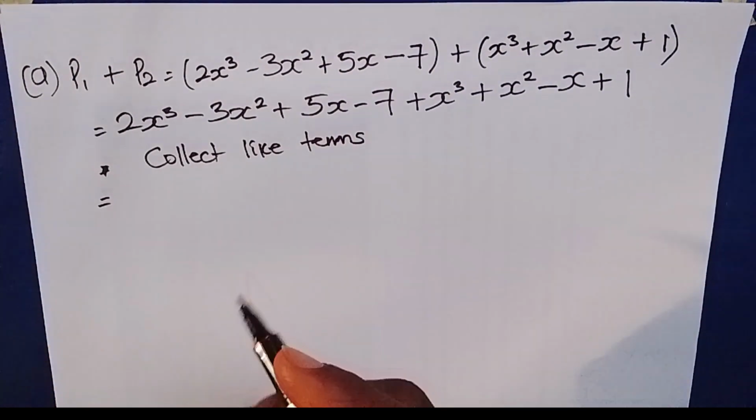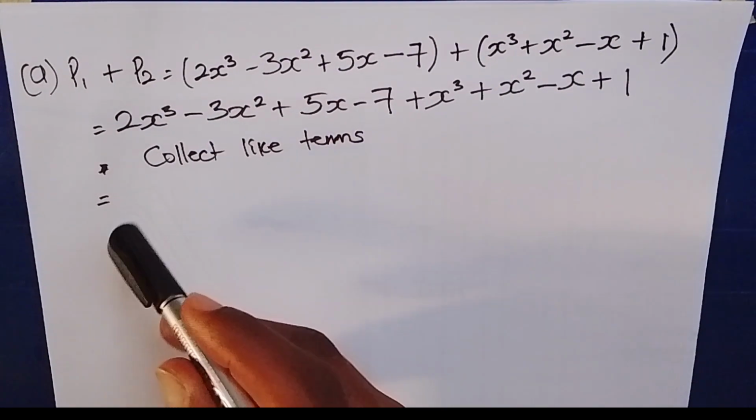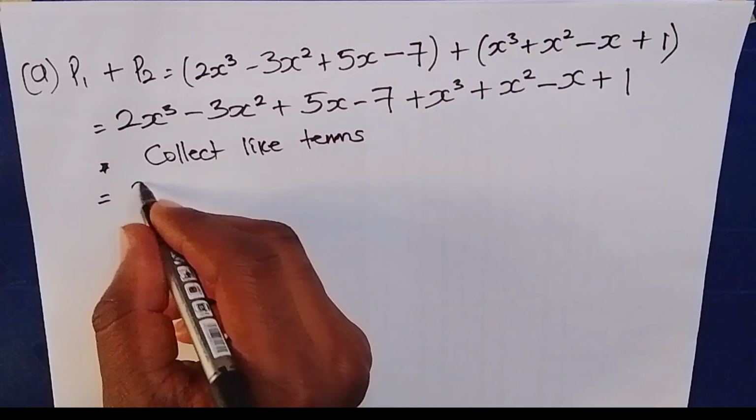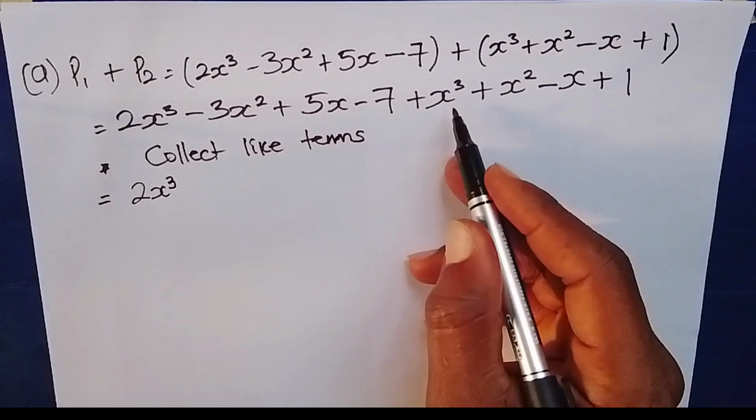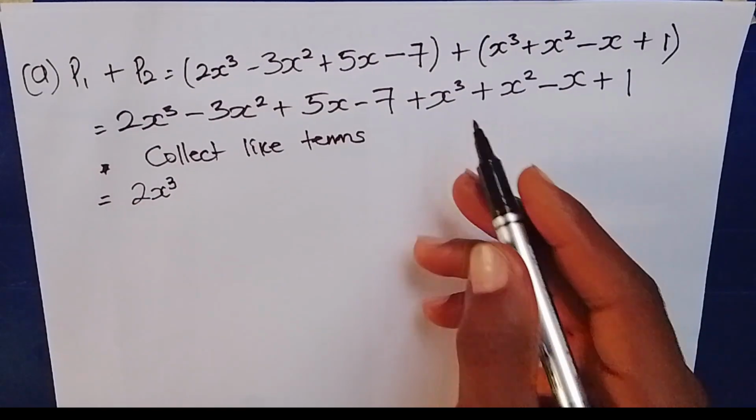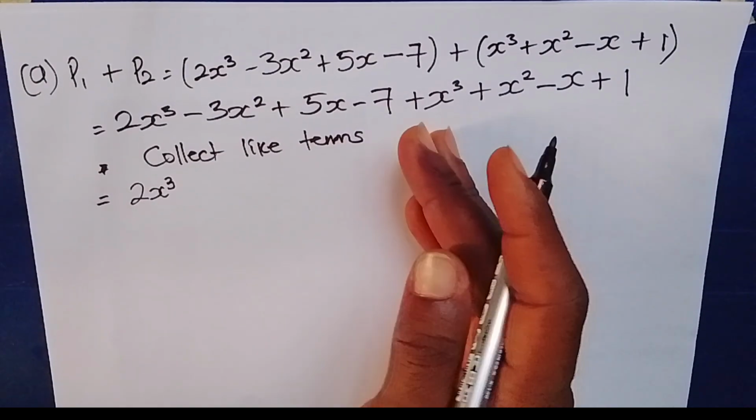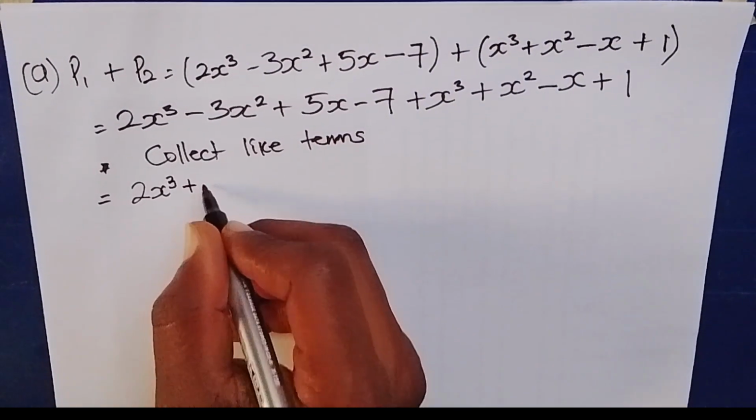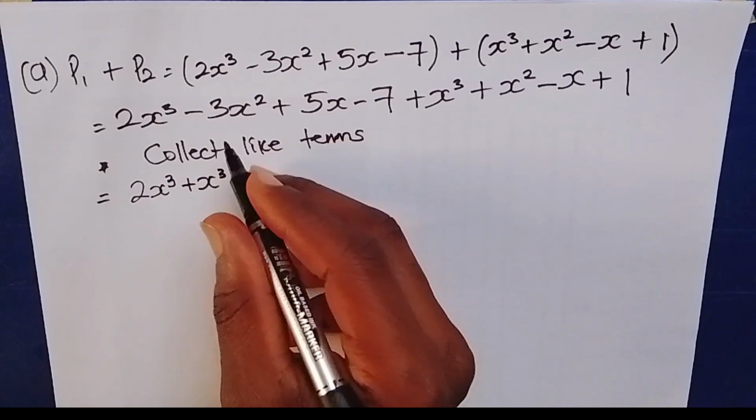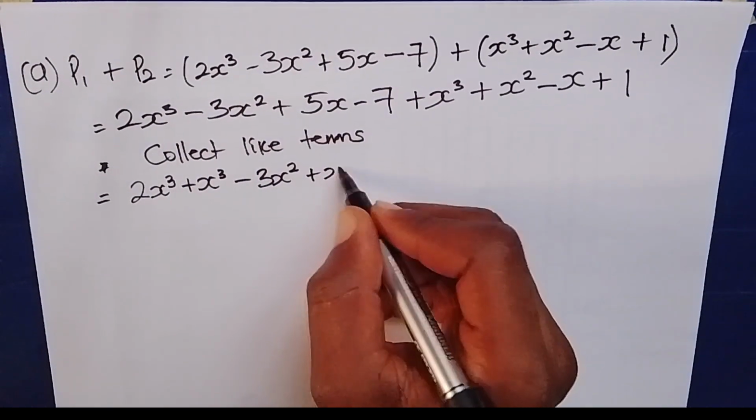I remember I said like terms are the terms that have the same variable and equal exponents. So in this case, we have 2x cubed. The like term here is x cubed. Please, whenever you're collecting like terms, always move the term together with the sign in front of it. In this case, we have a positive sign, that is plus sign. So we have plus x cubed. Then the next term, that is minus 3x squared. Here we have plus x squared.